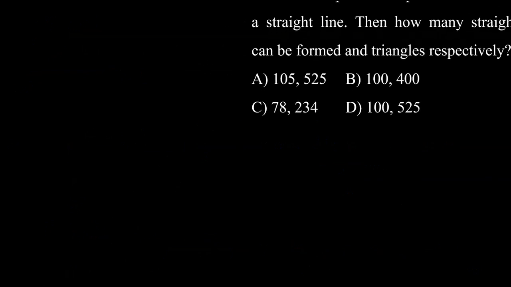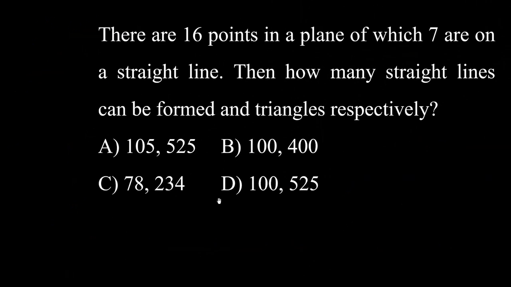Now, this question, I'll wait for your answers here. 7 are on a straight line means 7 are collinear, meaning 7 are on a straight line means 7 are non-collinear.